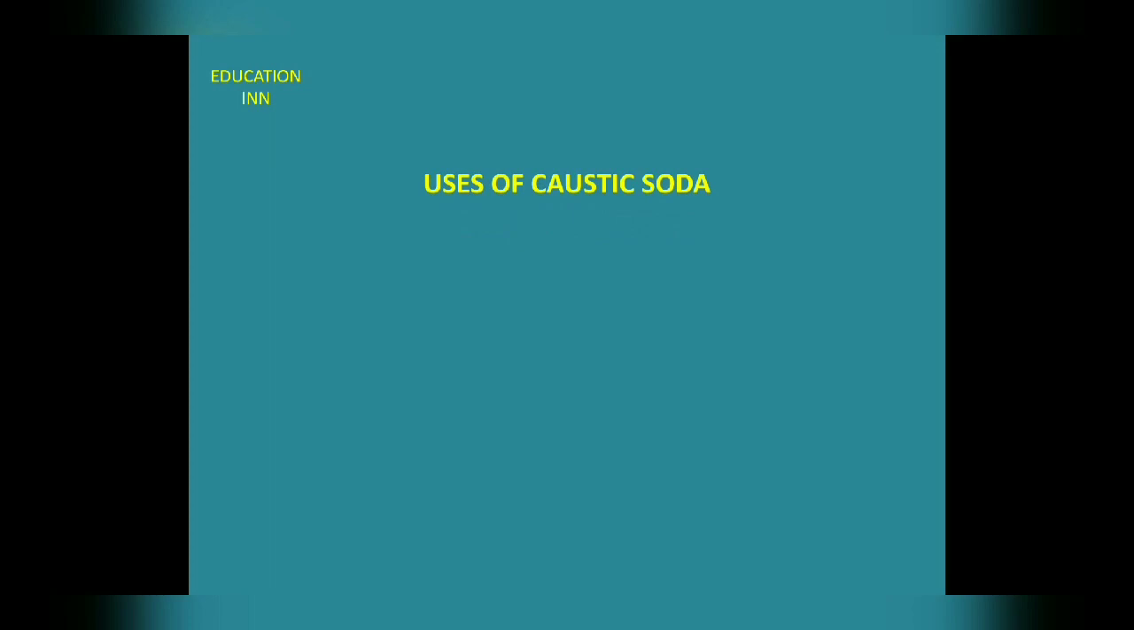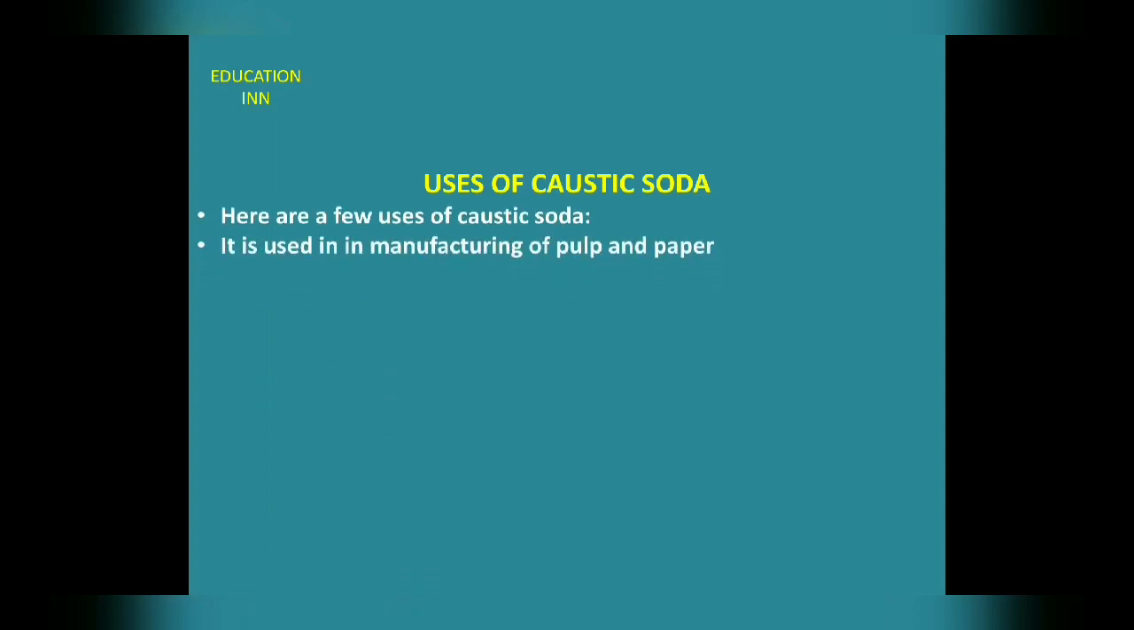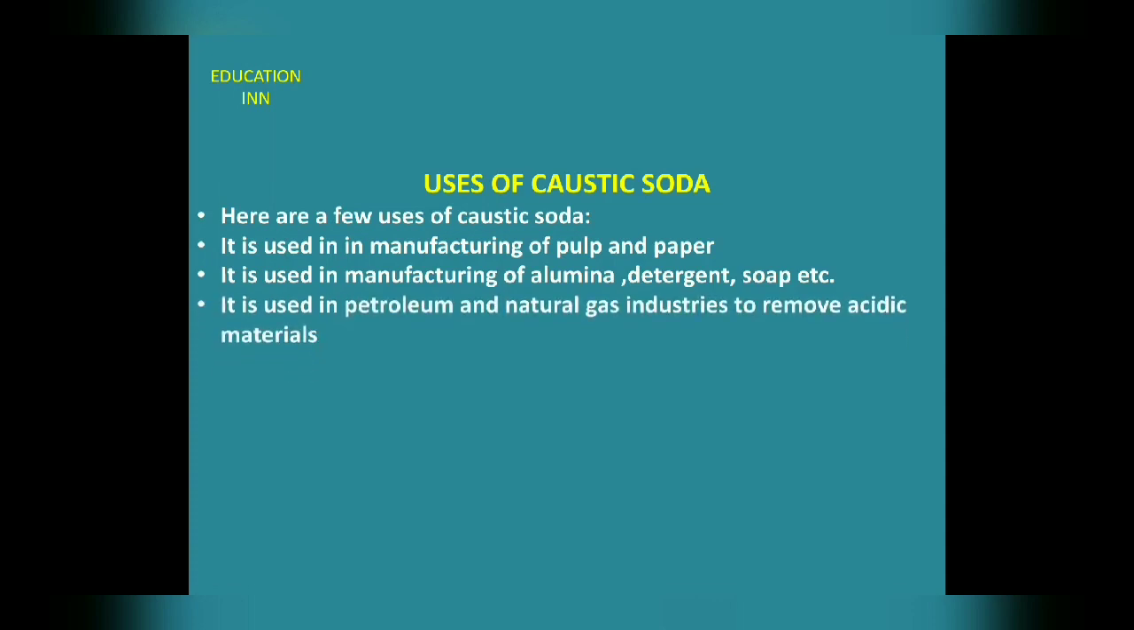Uses of caustic soda. Here are a few uses of caustic soda described below. It is used in manufacturing of pulp and paper. It is used in manufacturing of alumina, aluminium oxide, detergent, soap, etc. It is used in petroleum and natural gas industries to remove acidic materials. Since sodium hydroxide is basic in nature, it can react with acidic materials and can remove them easily. So it is used in petroleum and natural gas industries.